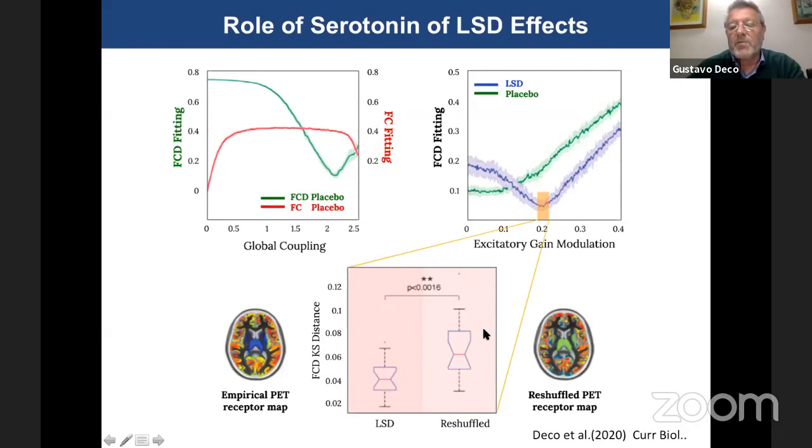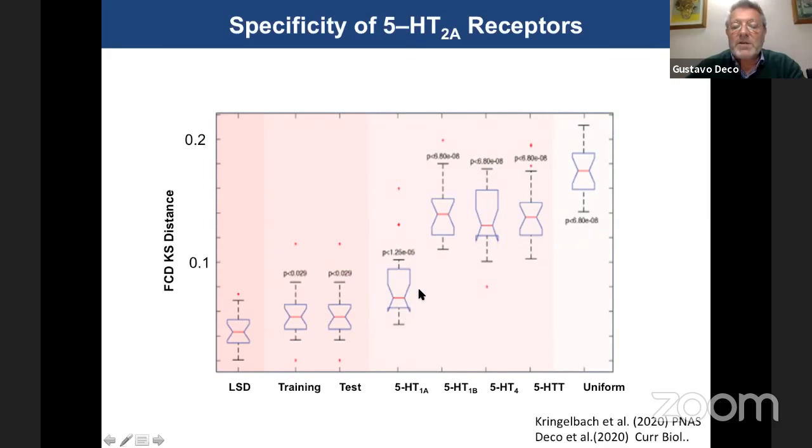Of course, if you compare with the shuffled version of the PET, you are not so good. Or if you compare with the excitation of different types of receptor or different types of manipulation, because the LSD and even more psilocybin are very specific for one type of receptor, which is the 5-HT2A. This is the one that we consider here. And if you consider the PET information of the other receptors, you are not so good. So meaning that the model is working pretty well.